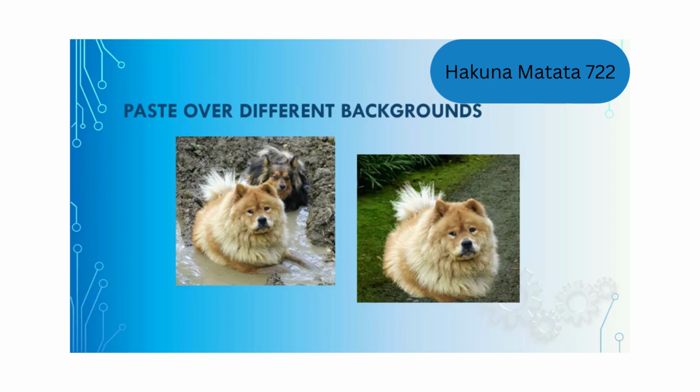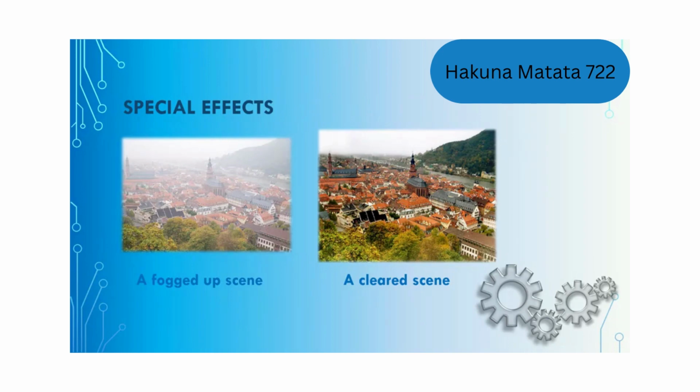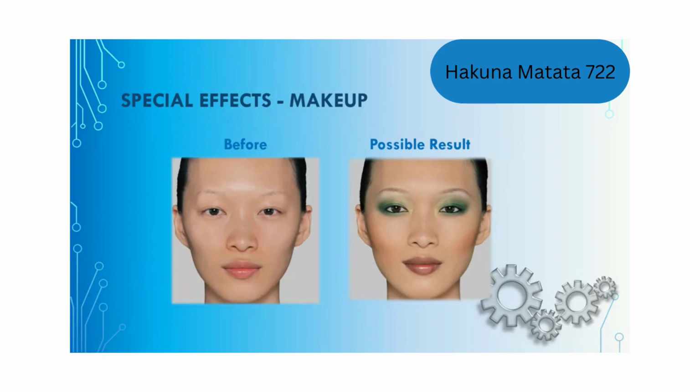By using Photoshop or GIMP, we can easily copy and paste different things on different backgrounds. This is another example showing that we can easily move the kid to another background using Photoshop or GIMP. You can also apply different special effects using graphic editors. This is an example of using special effects for makeup.